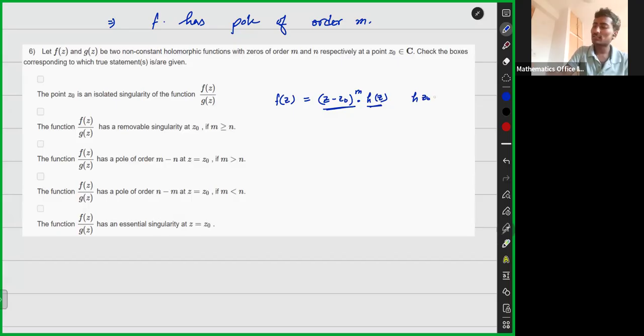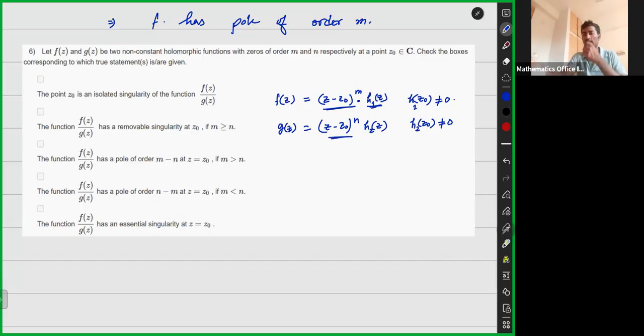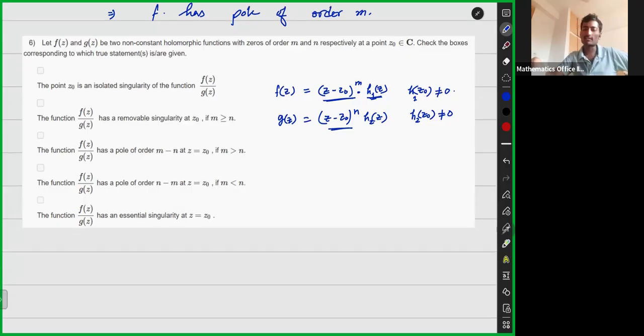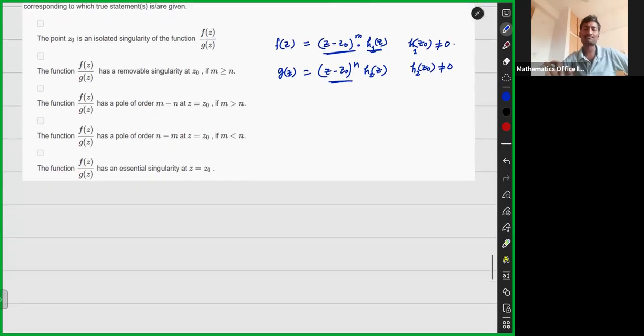h1(z0) is non-zero. In fact, in a neighborhood, h1 is not vanishing, not only at z0. How can we write g(z)? g(z) equals (z − z0) to the power n into h2(z). And h2(z0) is also non-zero, because all the zeros have been counted in this part. Now we are going to see which options are correct.